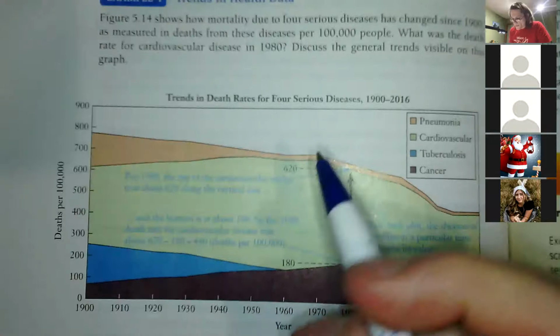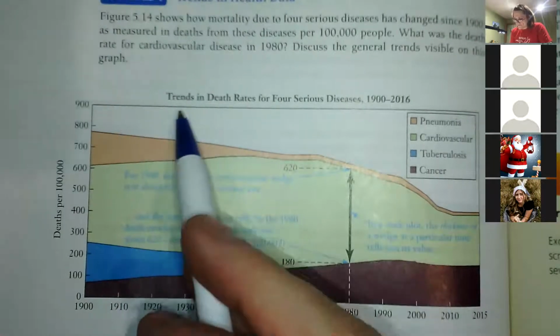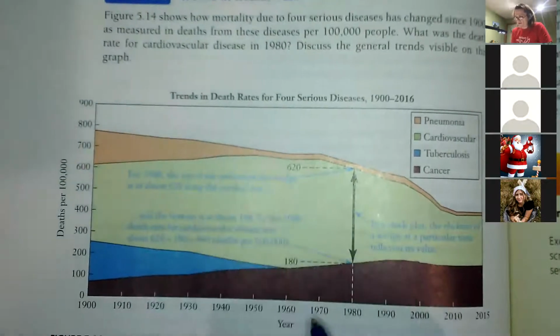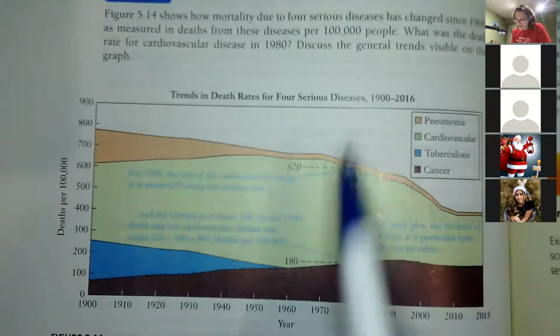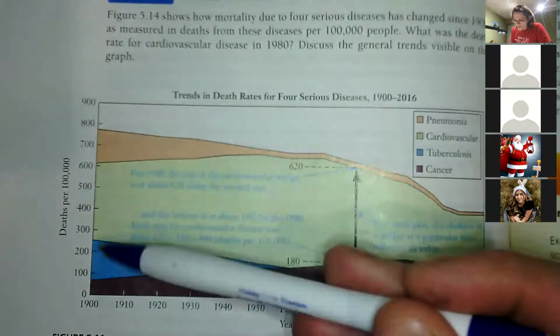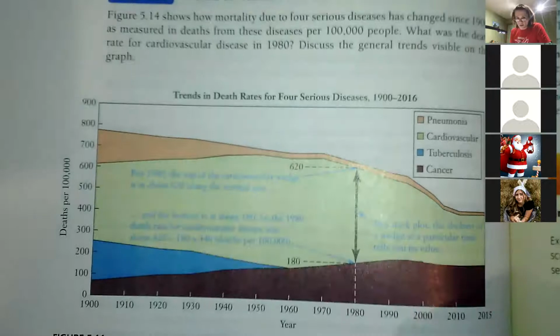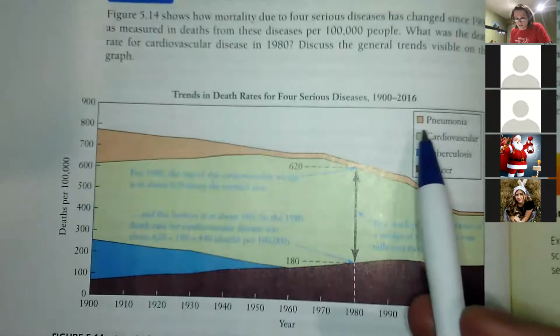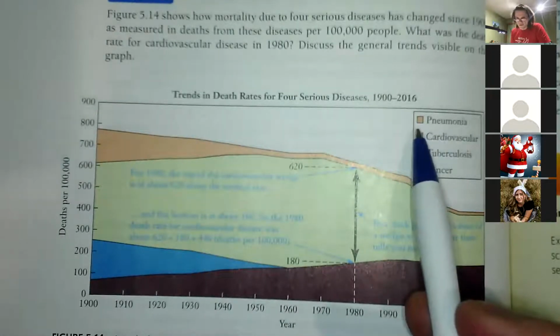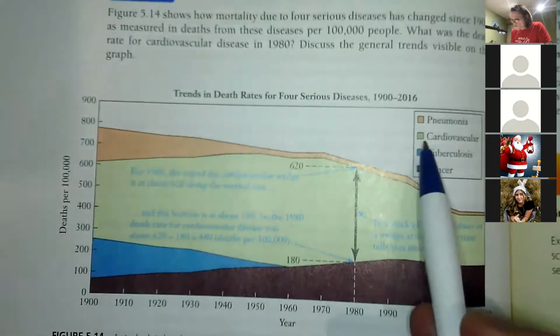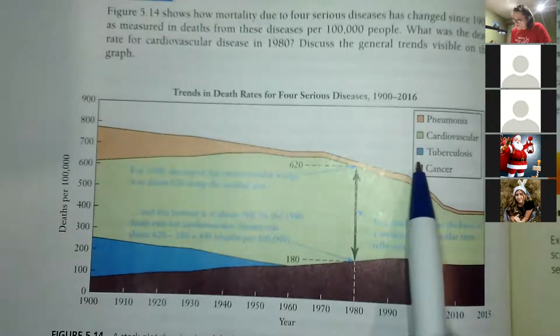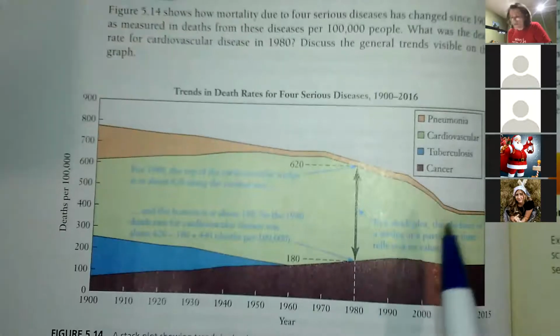That's not bad. So this graph here, trends and death rates for 4 serious diseases, right? And it gives you some ranges. And over here, we have deaths per 100,000. And we have a key. So this beigey color is pneumonia. This greenish color is cardiovascular. The blue is tuberculosis, and the purplish color is cancer.